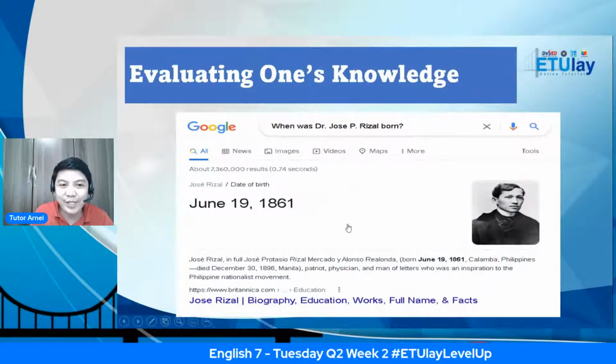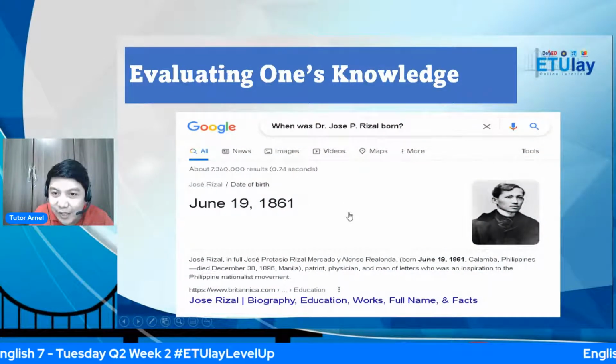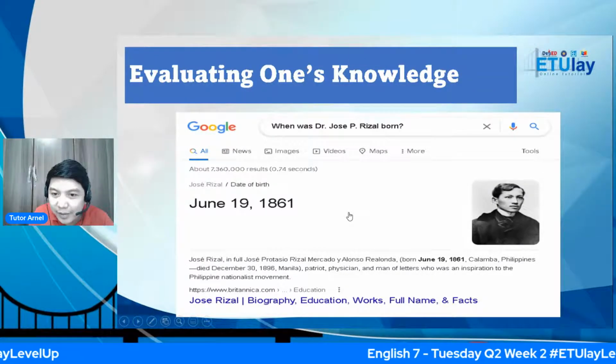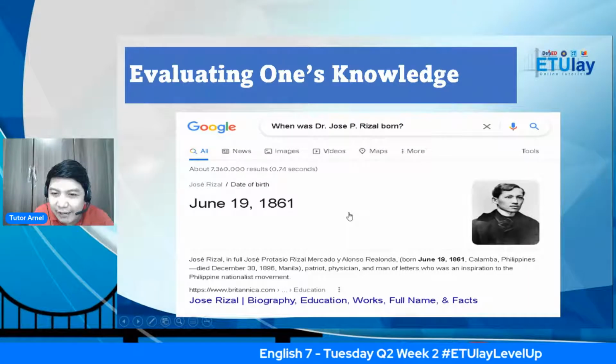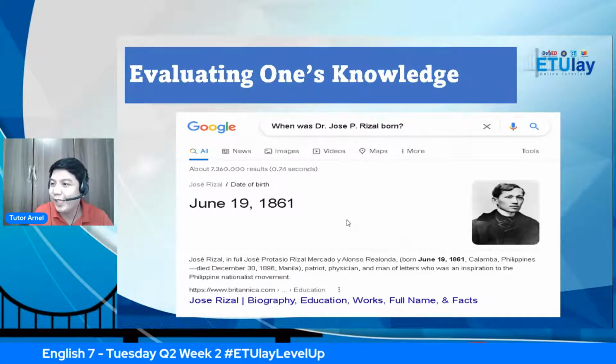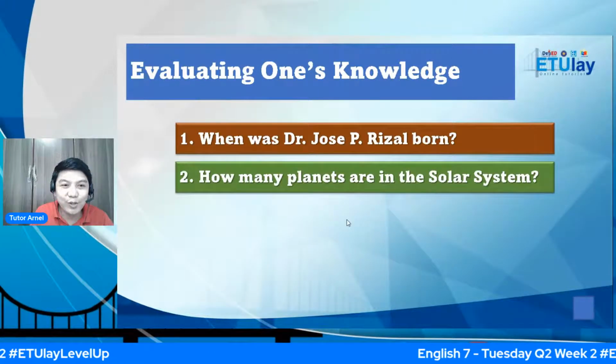Okay, the correct answer is June 19, 1861. Congratulations, Katrina, Christina, Jansen Robert. John Kevin Dapiawin. All right, so I think you really searched for this one. Okay, let's see the next question. How many planets are there in the solar system?